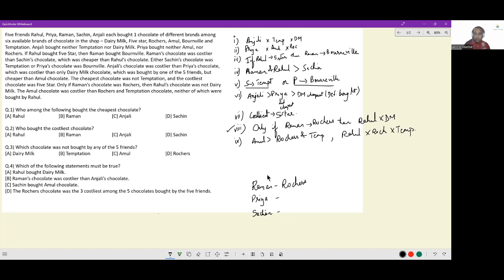Now, Sachin has to be lower than Rahul. Sachin has to be lower than Anjali, because Anjali is higher than Priya. Rahul is higher than Sachin. Anjali is higher than Sachin because Priya is higher than Sachin and Anjali is higher than Priya. And Rahul is higher than Sachin. Sachin has to be the least expensive chocolate buying person, and if he is, he has to buy Dairy Milk.